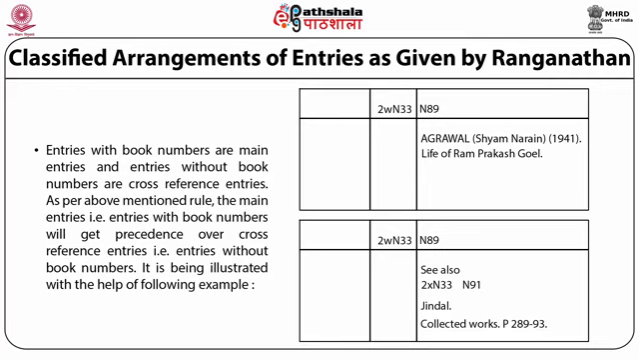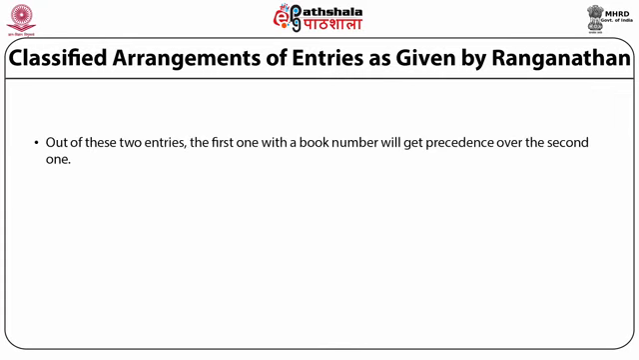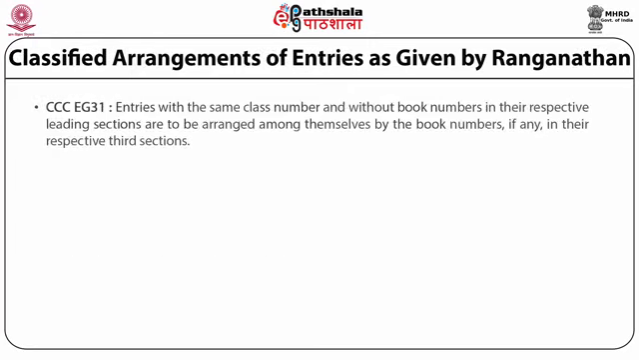Out of these two entries, the first one with a book number will get precedence over the second one. CCC rule number EG22: entries with book numbers in their respective leading section are to be arranged among themselves by the book numbers.